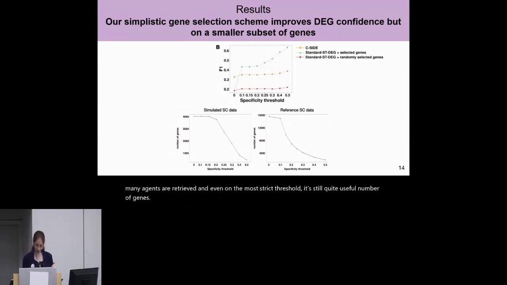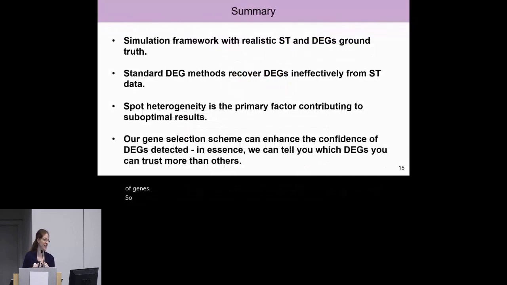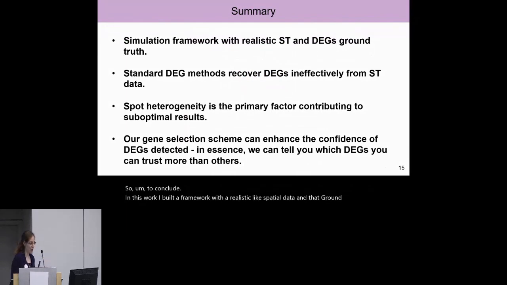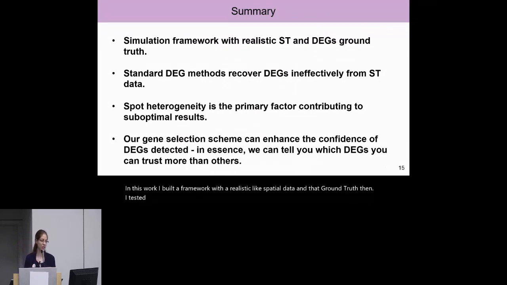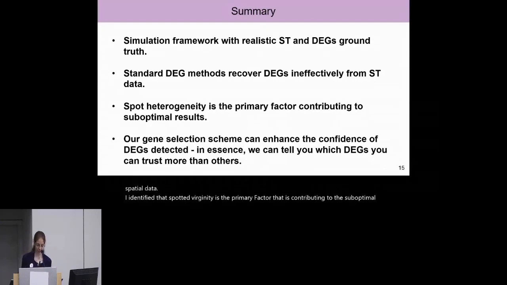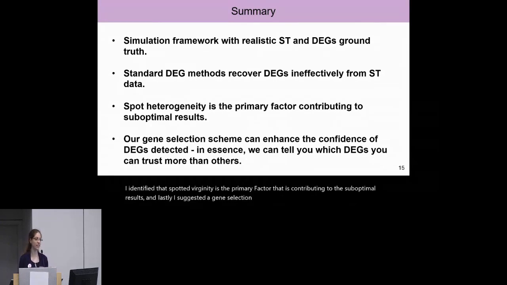So to conclude, in this work, I built a framework with realistic spatial data and DEG ground truth. Then I tested standard DEG methods and showed that they recover the DEGs ineffectively on spatial data. I identified that spot heterogeneity is the primary factor contributing to the suboptimal results. And lastly, I suggested a gene selection scheme that can enhance the confidence of the DEGs that you're retrieving.